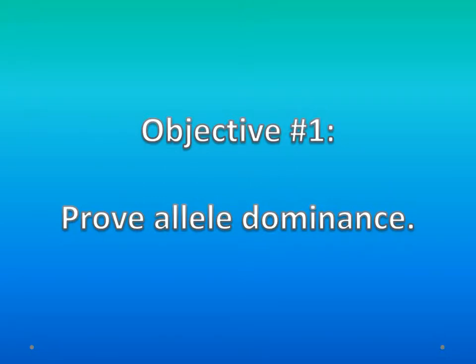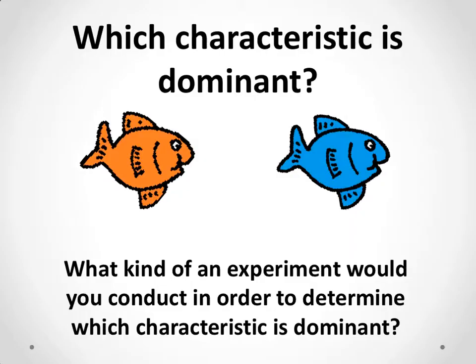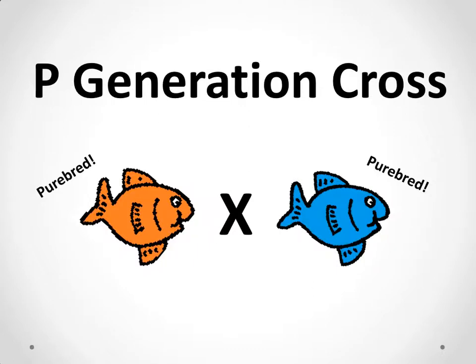Let's get started with objective number 1, which asks you to prove allele dominance. We've got two fish here that are displaying very obviously different characteristics. What kind of an experiment would you conduct in order to determine which characteristic is dominant? Well, the answer, of course, is to do a P-generation cross, which means that we're going to crossbreed a purebred orange fish with a purebred blue fish. We know that they're purebreds, we don't know which allele is dominant.